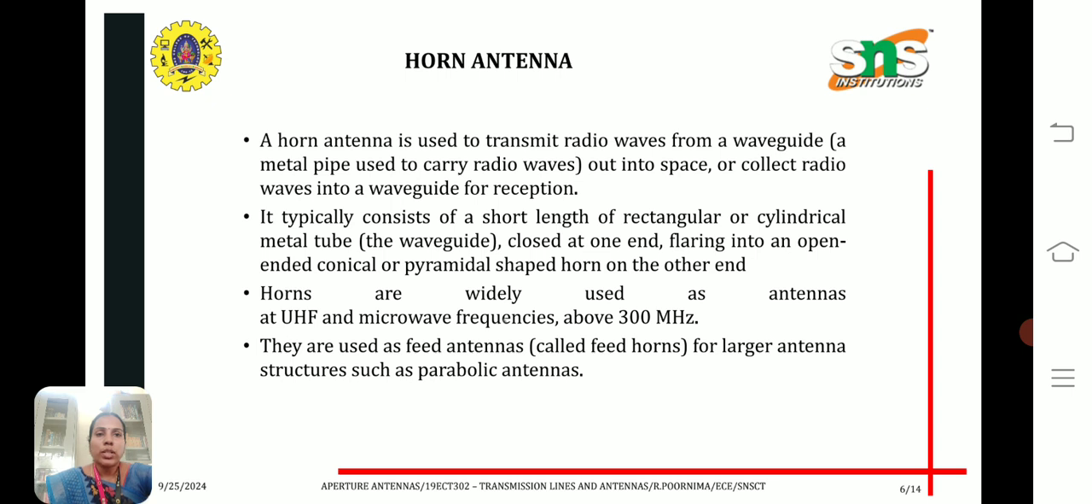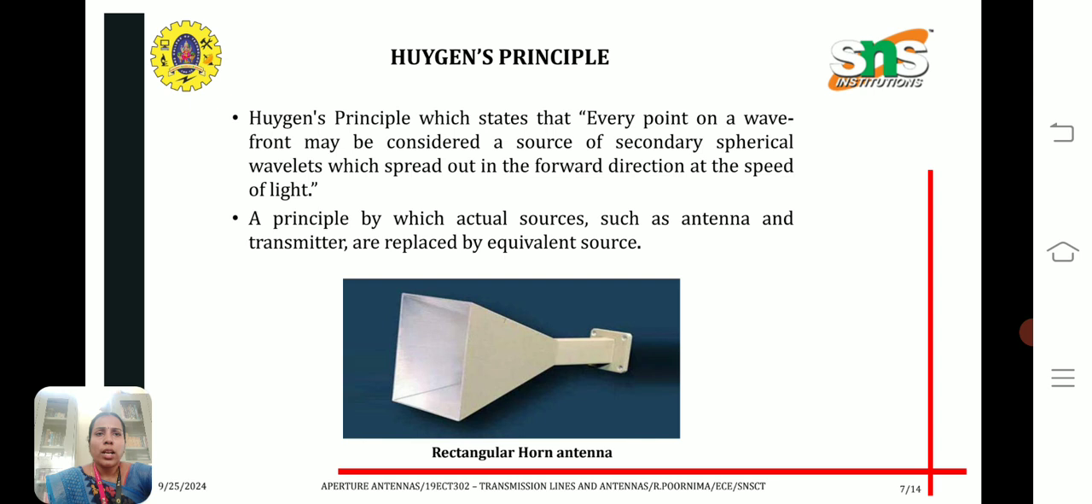So horns are widely used as antennas at high UHF and microwave frequencies above 300 MHz. These are used as feed antennas or for larger antenna structures such as parabolic antennas. And Huygens principle is used for horn antennas.